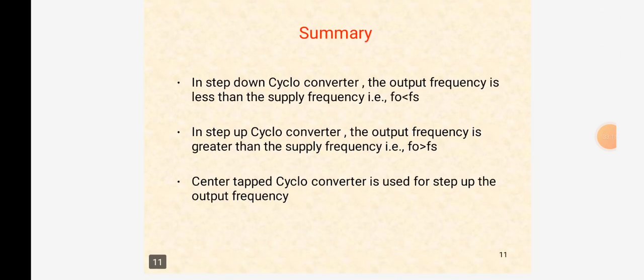Here is the summary. In today's class we discussed that in a step down cycloconverter the output frequency is less than the supply frequency, F0 less than Fs. In a step up cycloconverter the output frequency is greater than the supply frequency, that is F0 greater than Fs. The center tapped cycloconverter is used for step up.